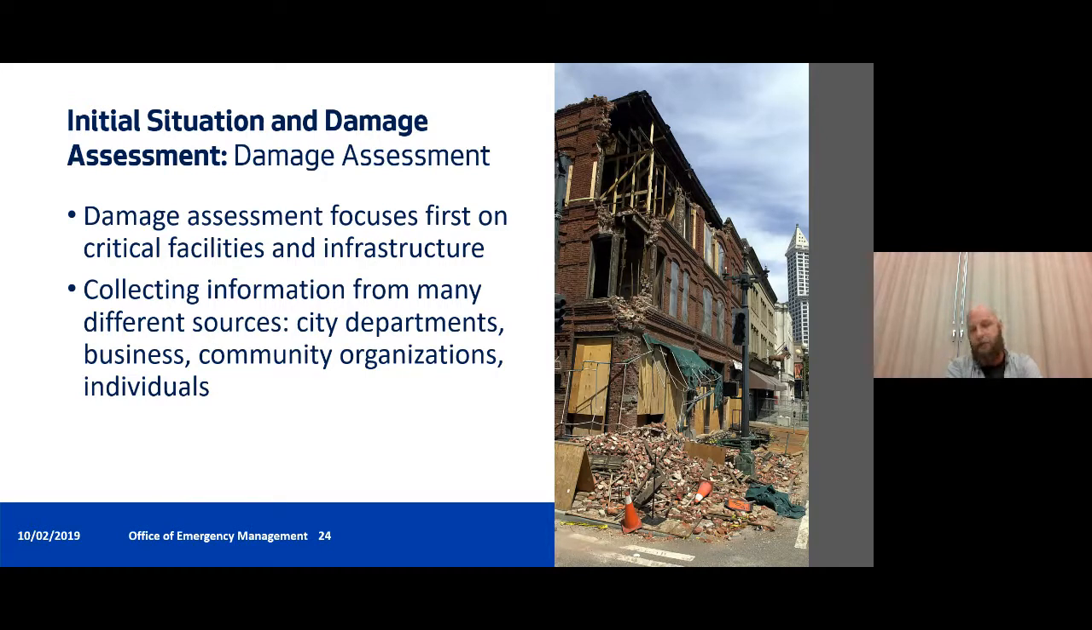We're going to collect information from a lot of different sources. City departments are going to be out there, but we're also going to be looking at information from the public, from businesses, from community organizations, from individuals. And this will evolve over a period of time. Like I said, we can immediately have some city resources out there prioritizing what they're assessing, but ultimately we're going to be looking for information from lots of different sources, and we'll talk about that a little more in a minute.